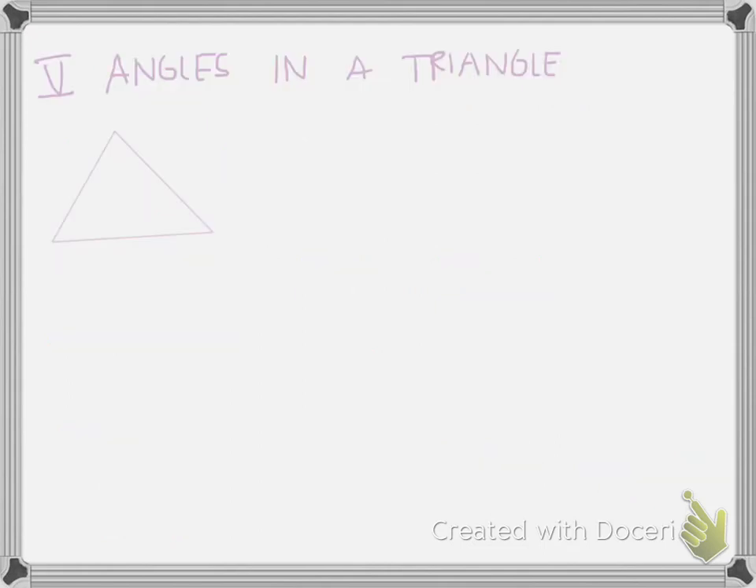Okay, remember angles in a triangle, all of them, whoops, sorry. I'll call that one A, B, C. All the angles in the triangle add together to be, so measure of angle A plus measure of angle B plus measure of angle C add together to be 180.